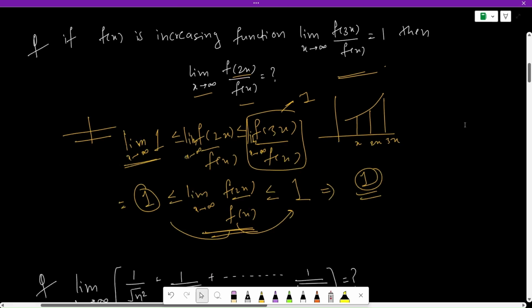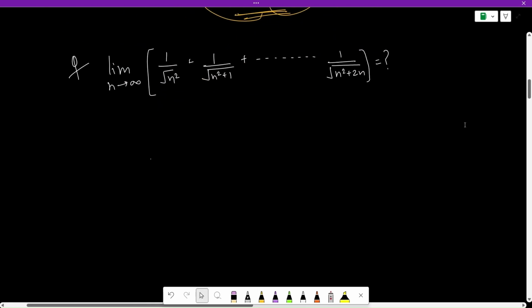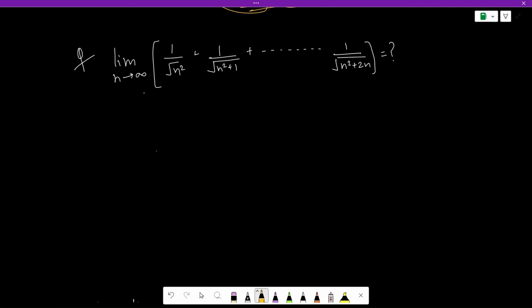Now let's see the next question, which is this one. And in this question we will see how to solve series with the help of Sandwich theorem. So this is the series with 2n plus 1 terms, and it is 1 by under root n square plus 1 by under root n square plus 1 and so on up to 1 by under root n square plus 2n. So try solving it yourself, then we will see it.